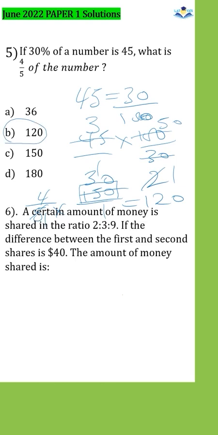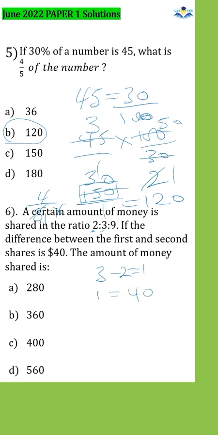Question 6. A certain amount of money is shared in the ratio 2:3:9. If the difference between the first and second shares is 40, the amount of money shared is going to be what? They said the difference between the first and second share. What's the difference between 3 and 2? The difference between 3 and 2 is 1. And they're telling us here that 1 is equal to 40. So 1 share is equal to 40. If 1 share is equal to 40, then 2 shares is going to be equal to 80.